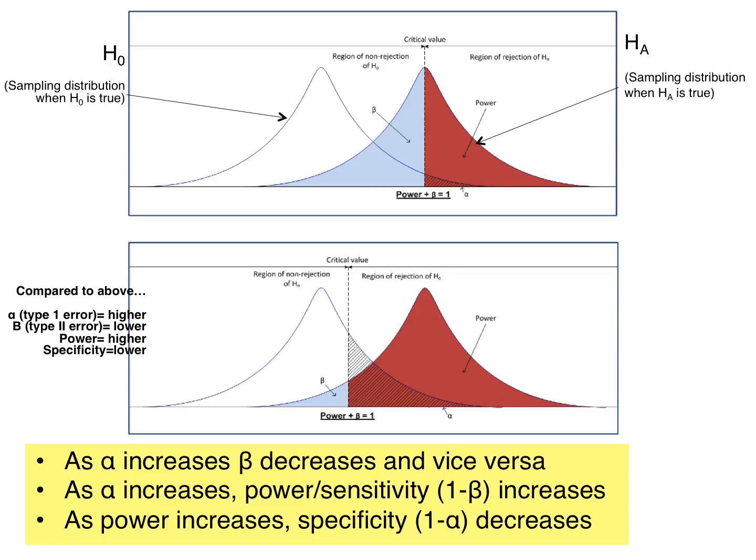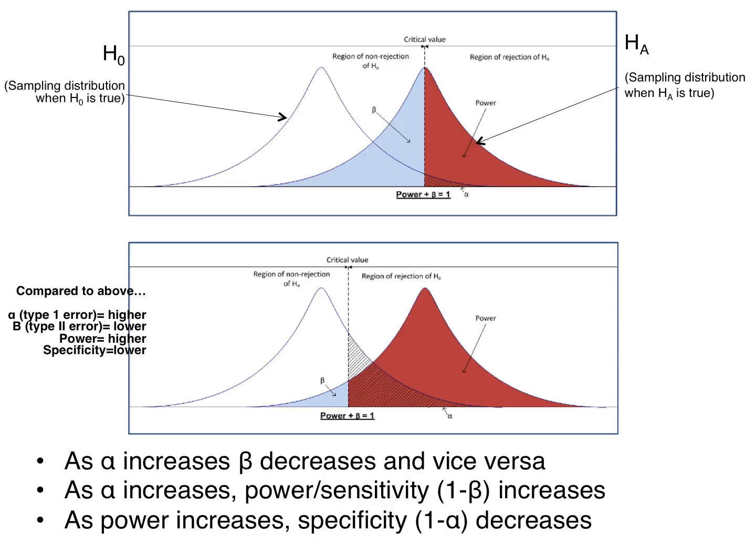Also, as our alpha, or type 1 error rate, increases, our power increases. So if we want to increase our likelihood that we'll detect a difference that actually exists, we also increase the likelihood that we incorrectly state that there is a difference when there actually isn't one. And finally, as power increases, specificity decreases. If we want to increase our likelihood of detecting a difference that actually exists, we decrease our likelihood of concluding that there is no difference when there actually isn't one.